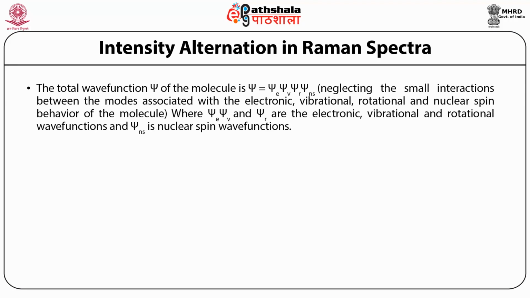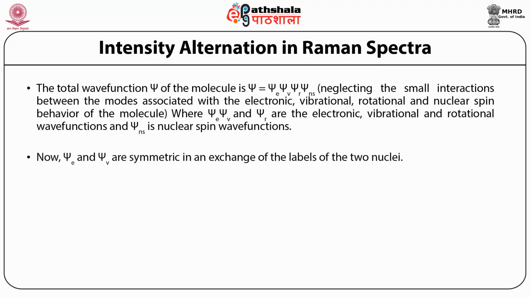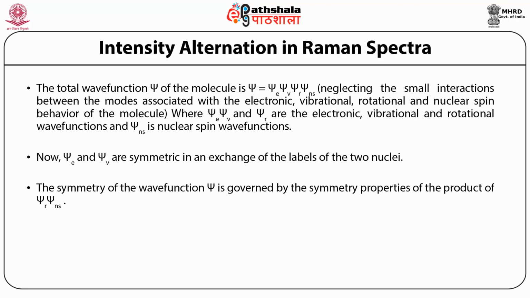The total wave function psi of the molecule is psi is equal to psi e, psi nu, psi r, psi ns, neglecting the small interactions between the modes associated with the electronic, vibrational, rotational and nuclear spin behavior of the molecule. Here psi e, psi nu and psi r are the electronic, vibrational and rotational wave functions, while psi ns is the nuclear spin wave function. Now psi e and psi nu are symmetric in an exchange of the labels of the two nuclei. The symmetry of the wave function psi is governed by the symmetry properties of the product psi r, psi ns.